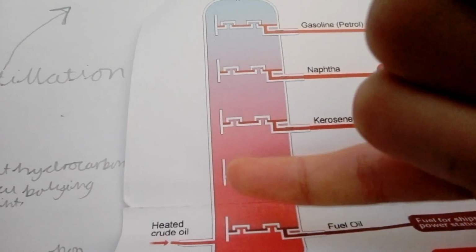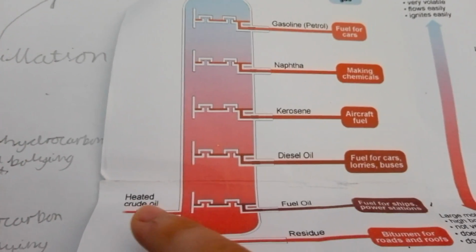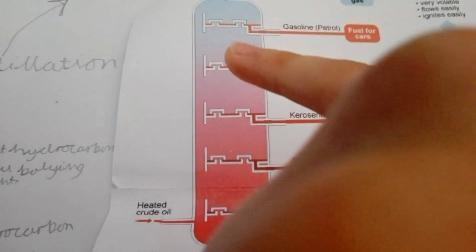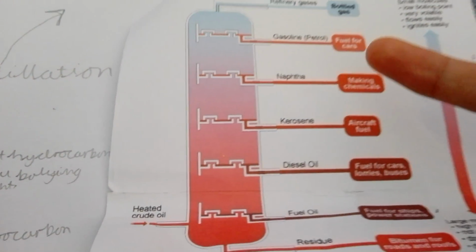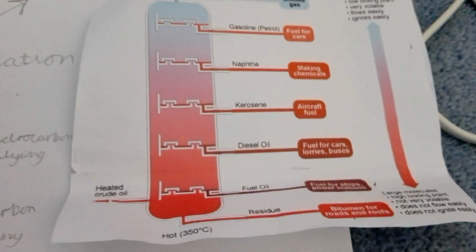The slightly bigger ones will be heated. There still won't be that much to heat, but a little bit more, so it will still have a low boiling point. It'll rise and condense there. That's gasoline, which is basically petrol; gasoline is American for petrol. So that's going to be fuel for cars.